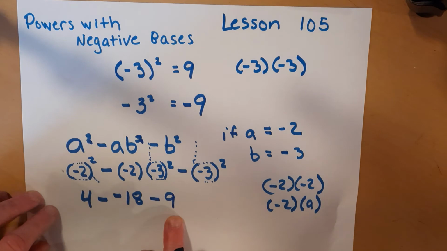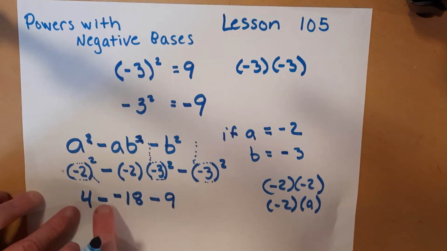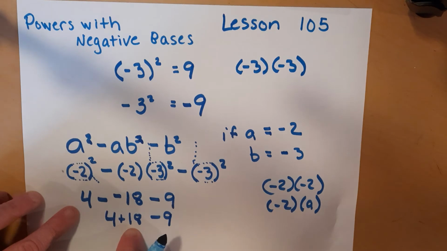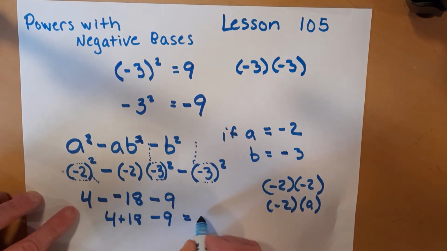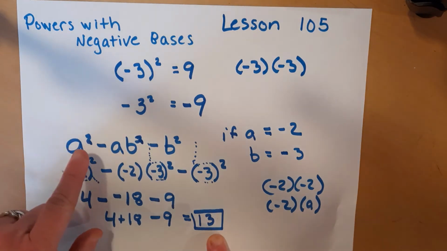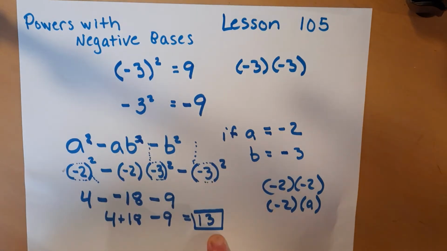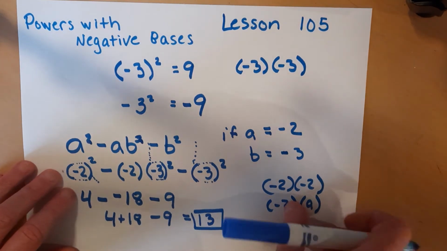Now from here, we go ahead and simplify. 4 minus a negative always makes that a plus, like we talked about in class. So 4 minus a negative is the same as 4 plus 18, and then minus 9. 4 plus 18 is 22, and 22 minus 9 is 13. So that is the answer to a squared minus ab squared minus b squared if a equals -2 and b equals -3. I'm going to do one more just to make sure that you have it.